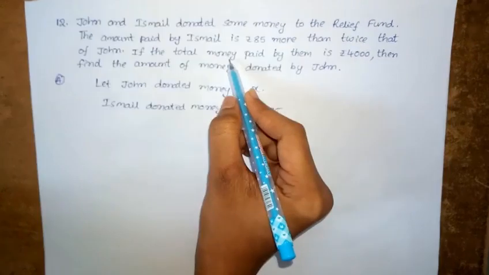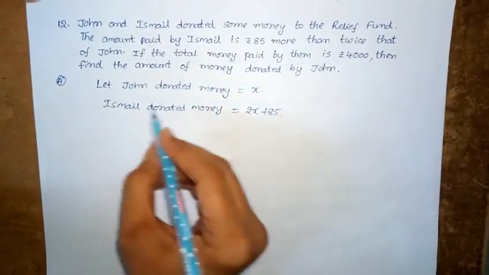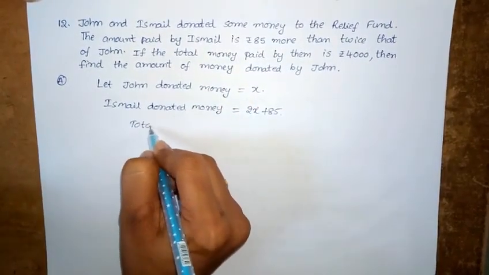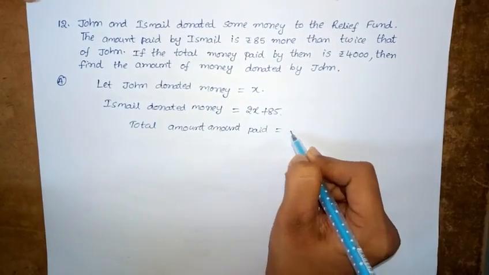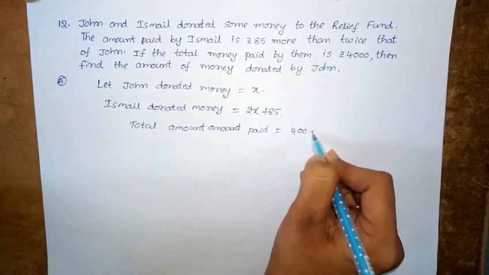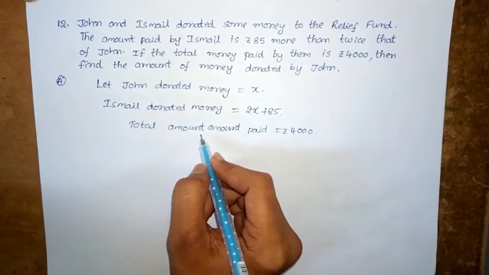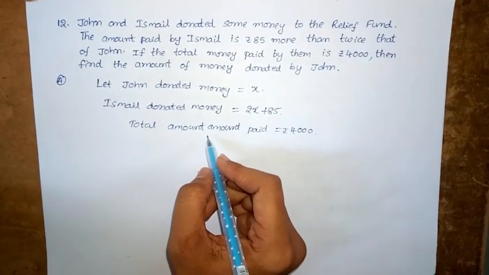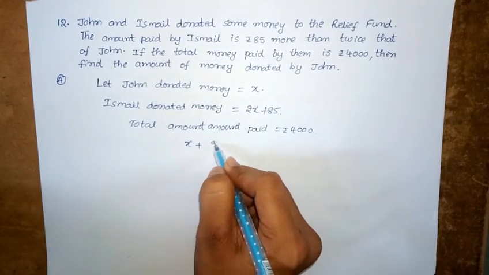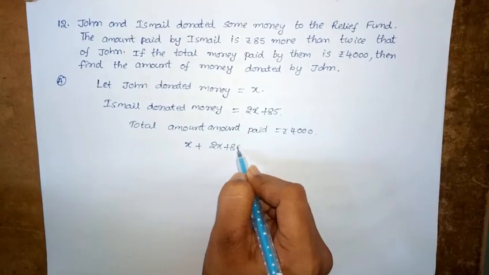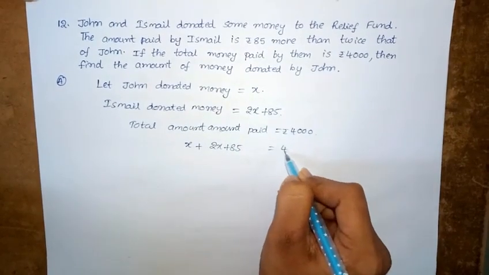In the problem given, the total amount paid is 4,000 rupees. So the total amount paid is equal to 4,000 rupees. The total amount is what John and Ismail both donated. So the money John donated is x, plus the money Ismail donated, 2x plus 85, which is equal to the total amount of 4,000 rupees.